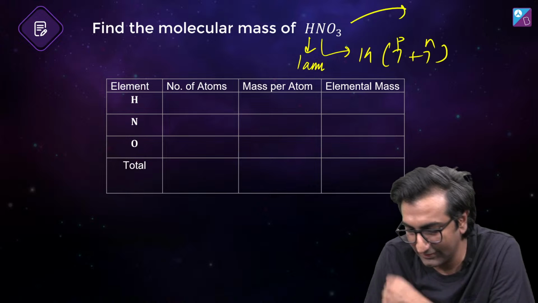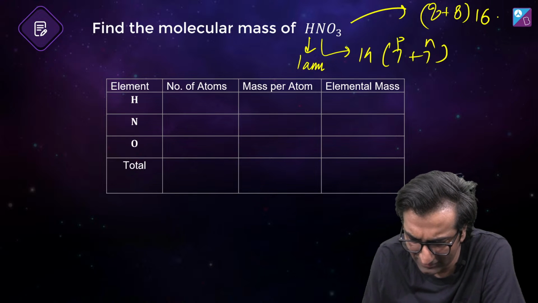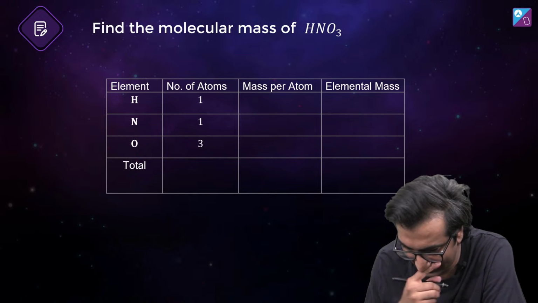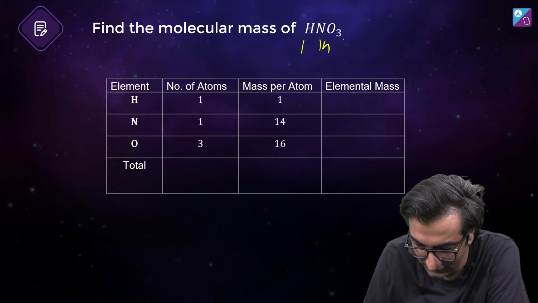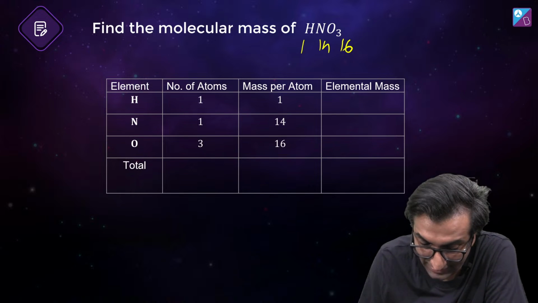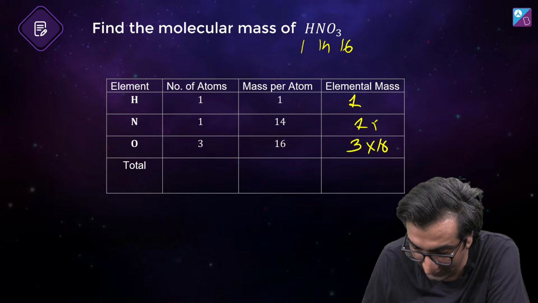And what is this? Oxygen का कितना हो गया, 8 + 8 यानी कि 16. ठीक है. तो नंबर ऑफ एटम्स इसमें 1, 1 and 3 है, हमने डाल दिया. मास पर एटम हमने डाल दिया 1, 14 and 16. ठीक है, 1, 14, 16. अब कितने एटम्स हैं इसके? एक इसका, 3 इसका. तो 3 into 16, 1 into 1, 1 into 1.